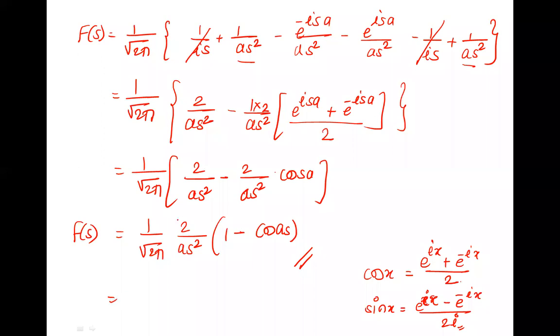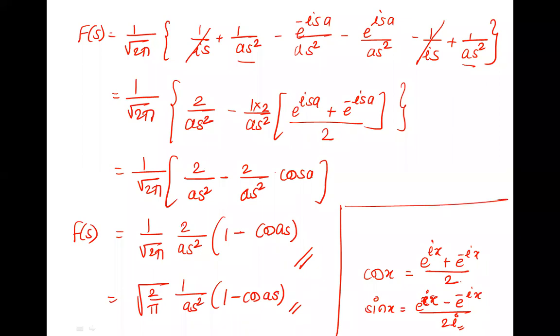You can also write this 2 as root 2 into root 2. One root 2 will get cancelled. And the answer can also be root 2 by pi, 1 upon a square, 1 minus cos as. Because 2 we can write as root 2 into root 2. So one root 2 will get cancelled. There will be root 2 upon root pi, that is root 2 by pi. So both the answers are okay. Ask for any doubt if you have.